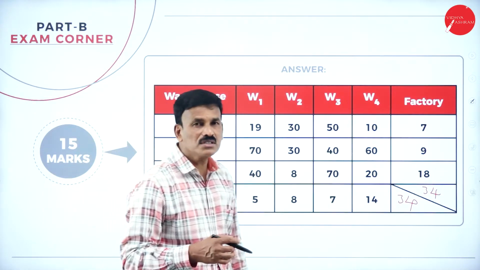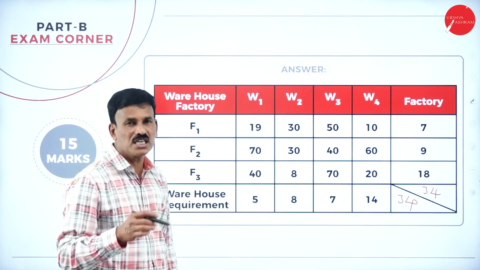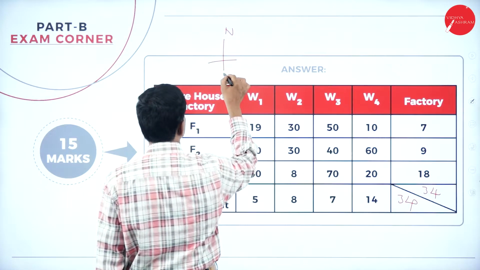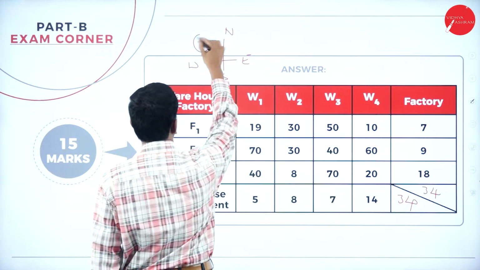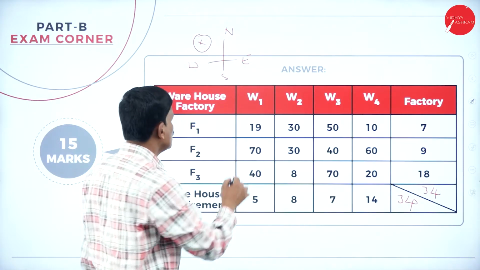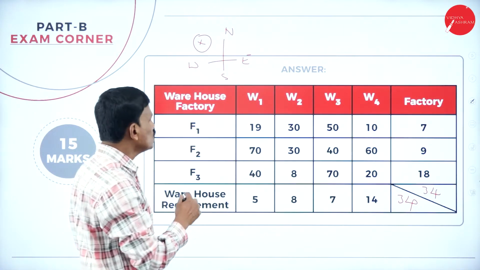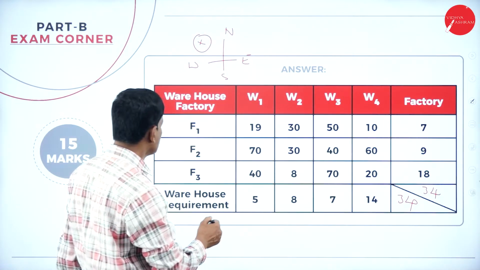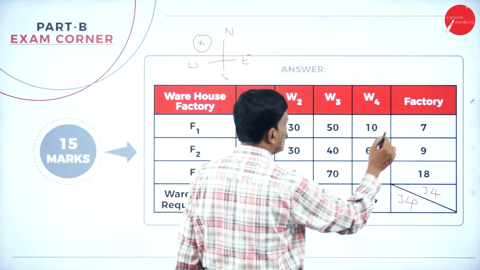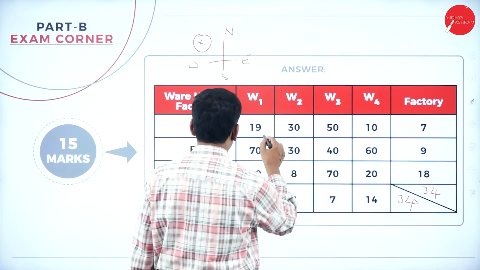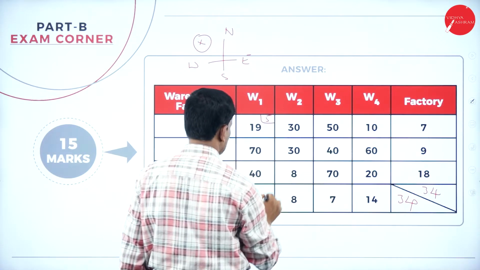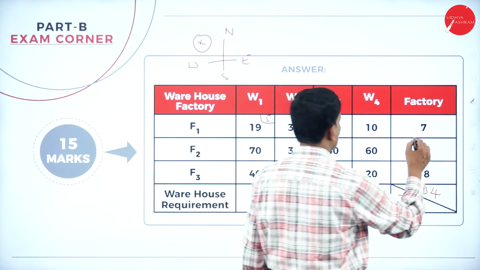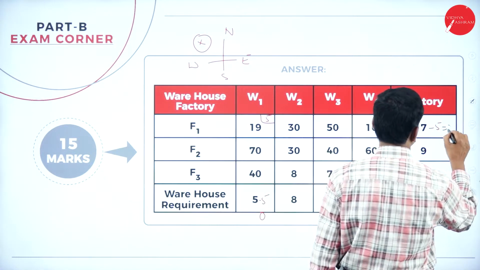Now just go on following the northwest corner method. The first step is to find the northwest element. North, south, east, west. So here the northwest element is 19. For this 19, find the minimum of the supply and the demand. Here the supply is 5 and the demand is 7. So you can allocate 5 here. The minimum is 5 and this 5 gets cancelled. 5 minus 5 is equal to 0, and 7 minus 5 is equal to 2.